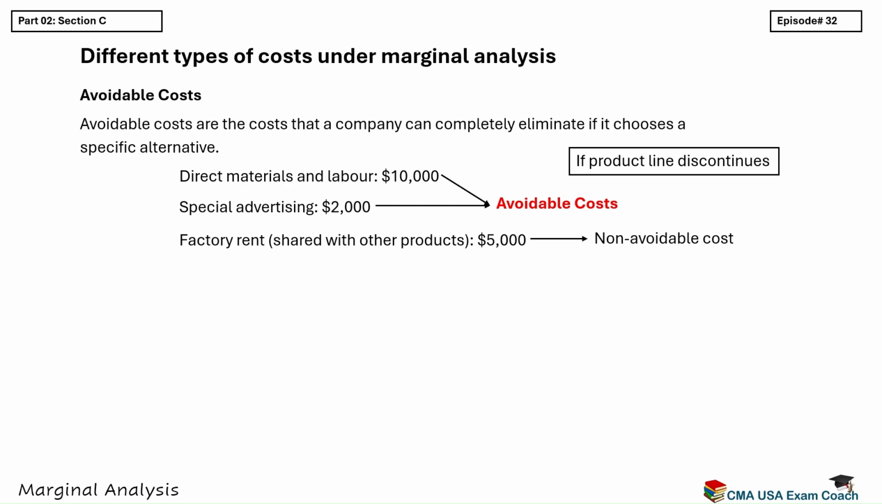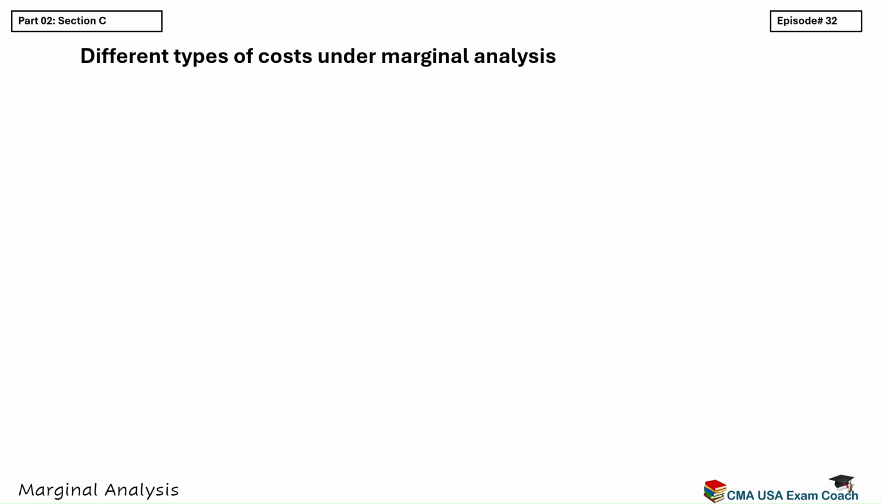So what do we conclude? Only the costs that will stop completely if the decision is made. Those are the avoidable costs. And in marginal analysis, we consider only these avoidable costs when comparing options. If a cost will still be incurred, even after choosing an alternative, then it is unavoidable, and we ignore it for decision purposes.